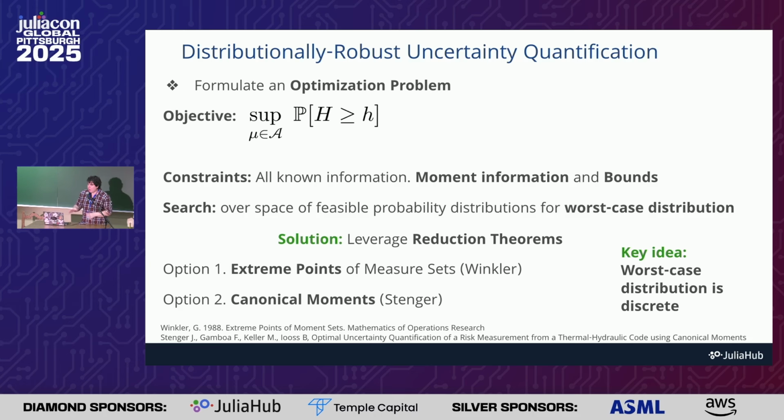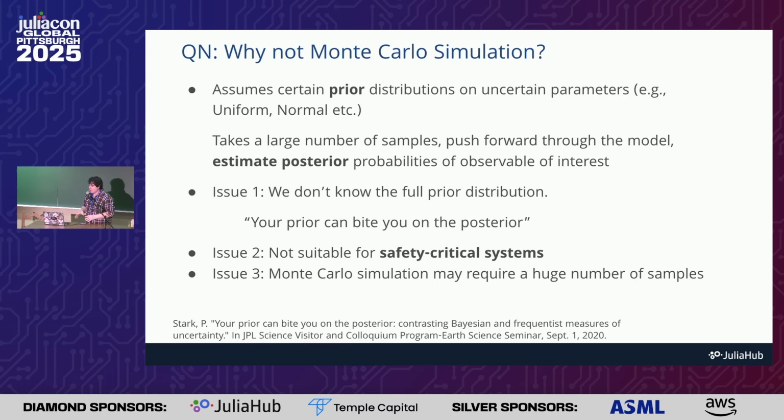So, why are we doing this, right? Why do we not just do Monte Carlo simulation? Well, if you do Monte Carlo simulation, you have to assume, oh, my parameter uncertainties have this distribution, and you push things forward and you say, there's this percentage chance that something goes wrong, right? But that's not enough for safety critical applications.